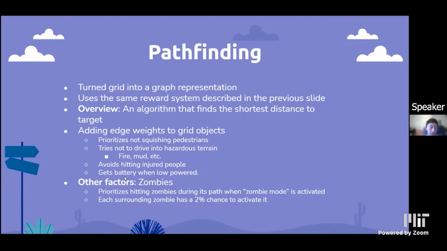There are some other factors such as zombies that will affect the pathfinding agent's behavior. When zombie mode is activated, the pathfinding agent will prioritize hitting zombies during its path to whatever target, and each surrounding zombie in a 3-block radius from the ambulance has a 2% chance to activate the mode.